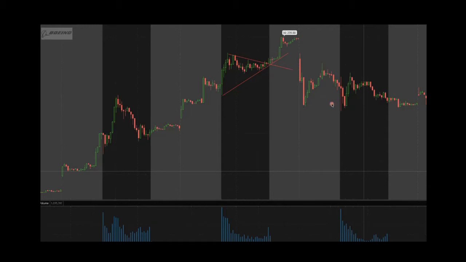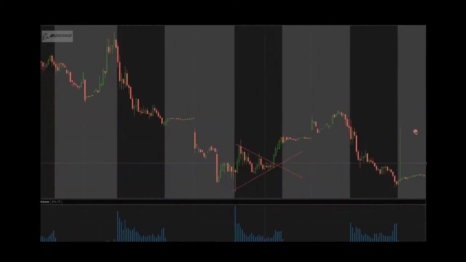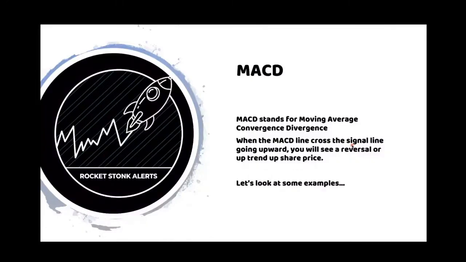There's one more. The next slide. Here's another one. Another bull pennant. Right? You can clearly make a triangle here. A pennant or like a flag. Up it goes. All right. Any questions about the pennant? No? Okay. All right. MACD.